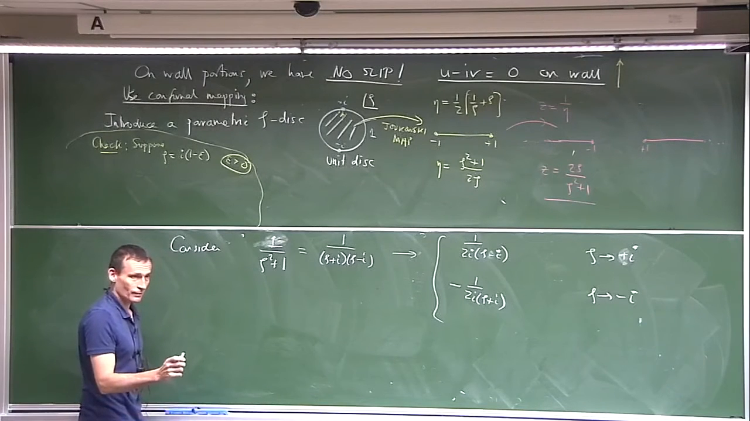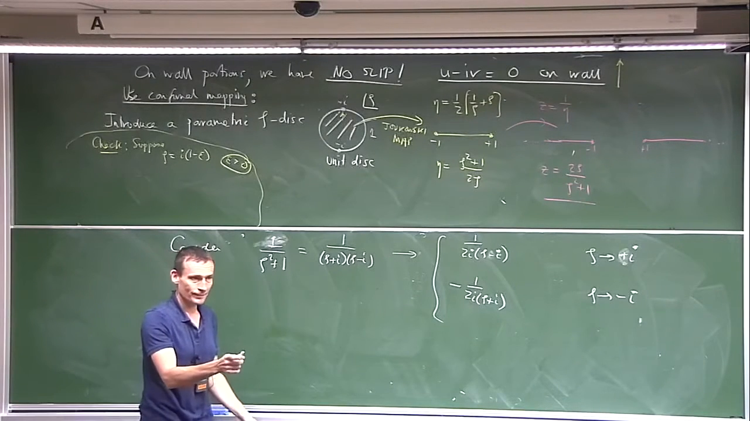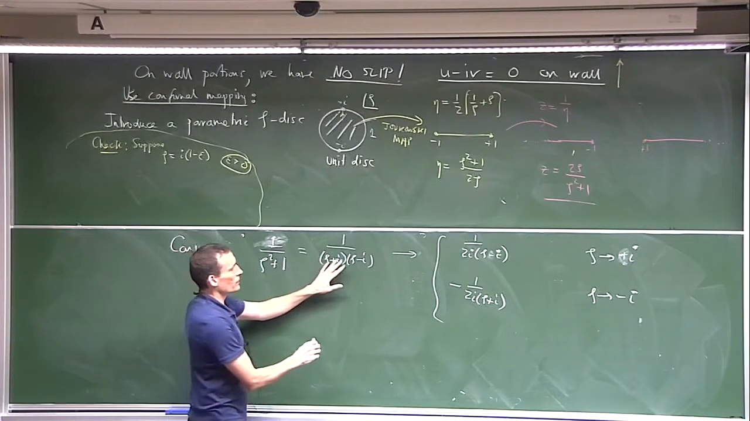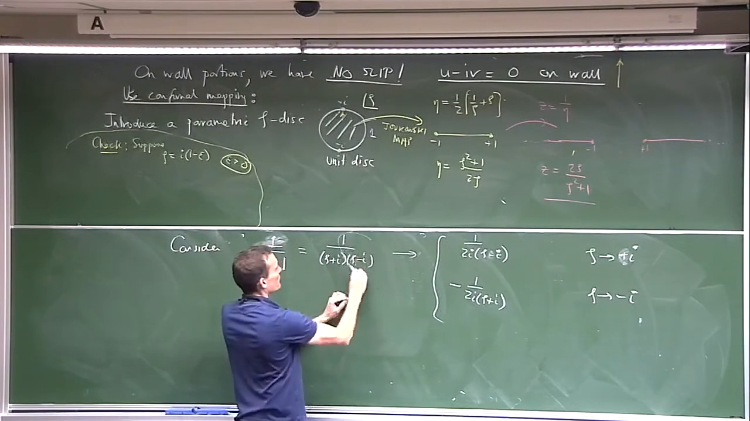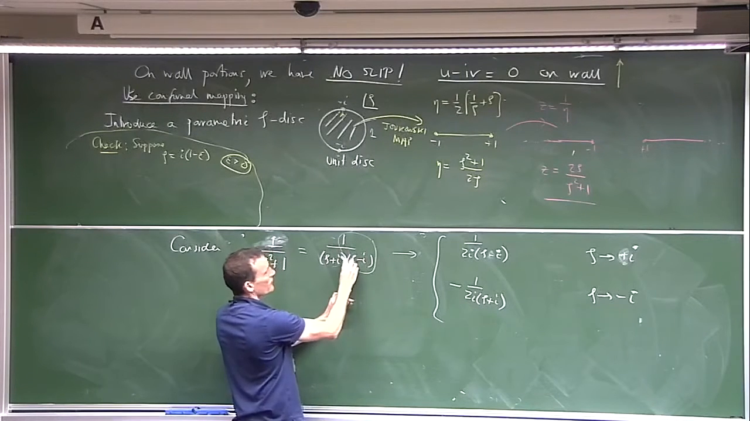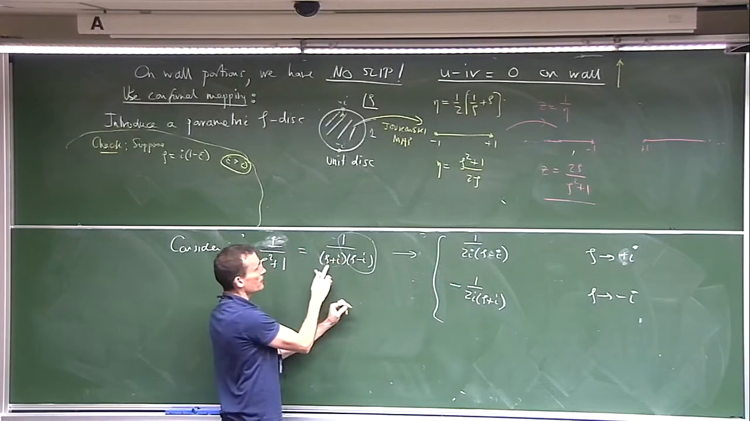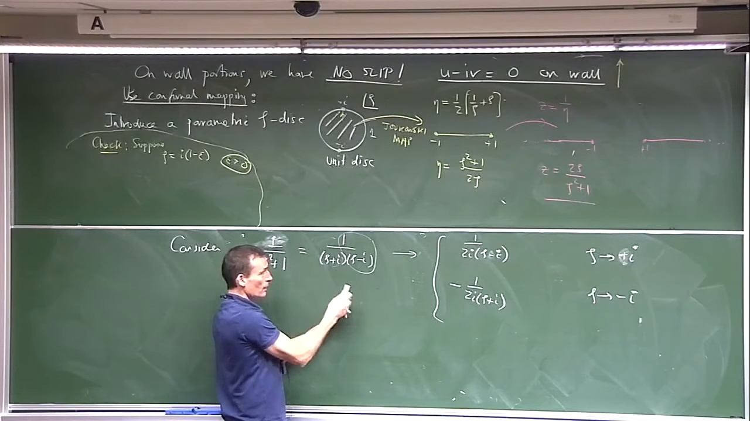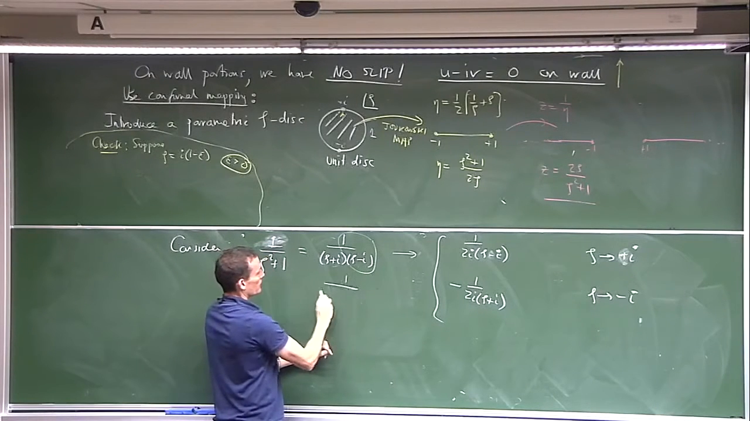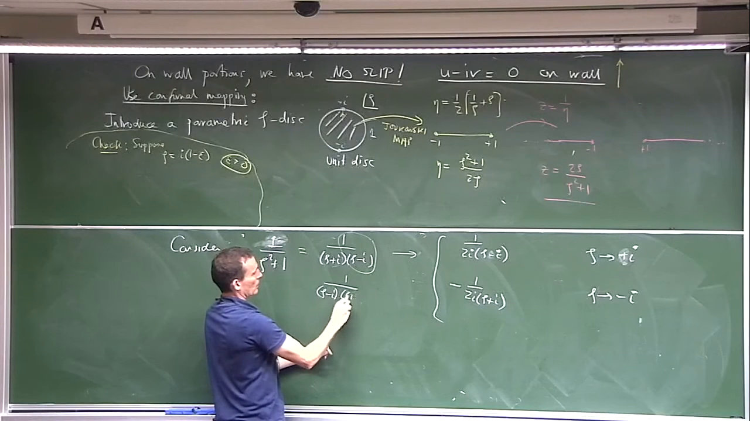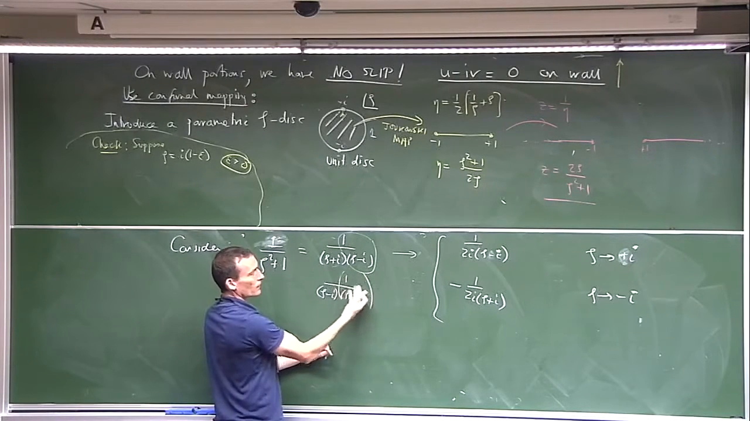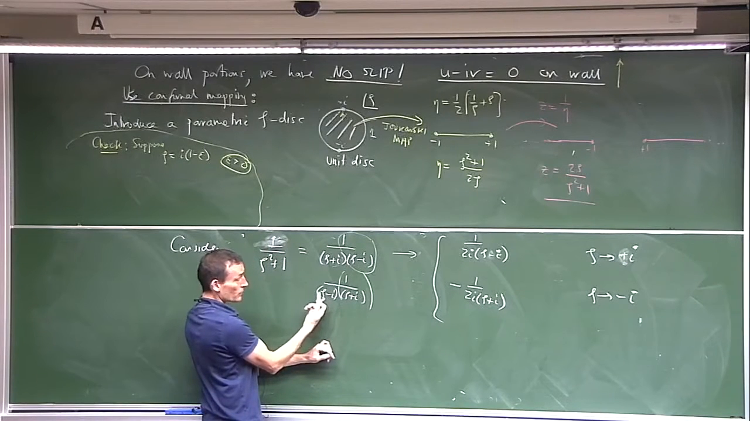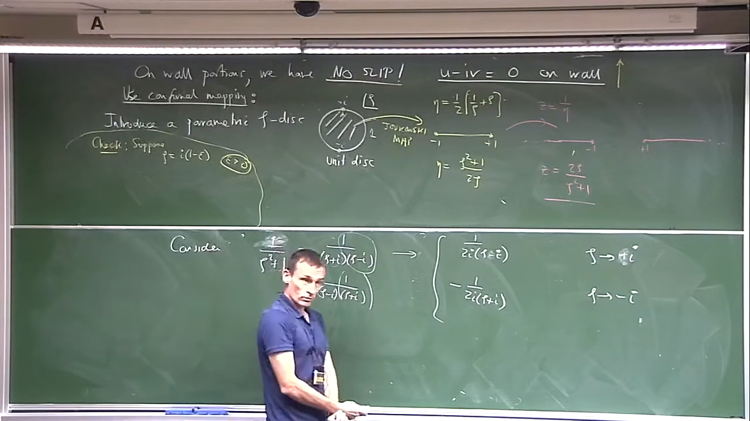Everybody see? You okay? Look, all I've done is for the top one, this is the singular bit, and then this tends to 1 over 2i, because as zeta tends to i, this goes to i plus i, 2i. And then down here, this is singular, and as zeta goes to minus i, this goes to minus i minus i, which is minus 1 over 2i.